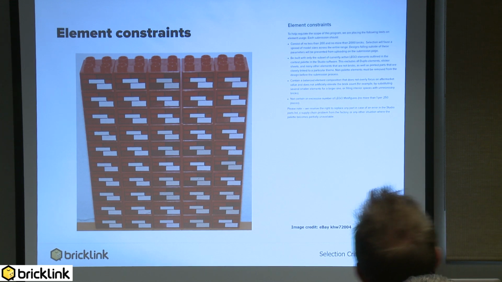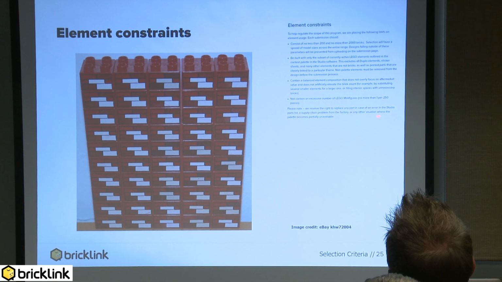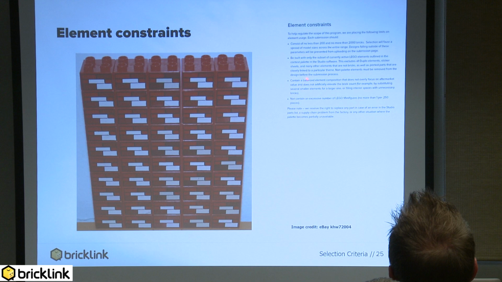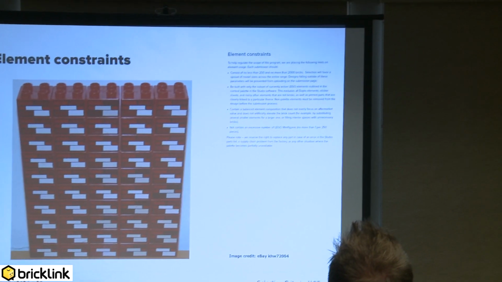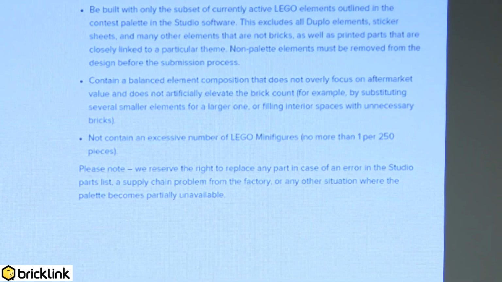Element constraints. This is actually Duplo, and there's no Duplo in there, but one of the problems that we have is that everything is supposed to be an active Lego element, and we've taken care of most of that by using the Studio software to filter out models that don't, or just actually to give you the pieces that you can use. But there are some things that you can do as a builder. Here's one about Lego minifigures. You can have no more than one for 250 pieces.